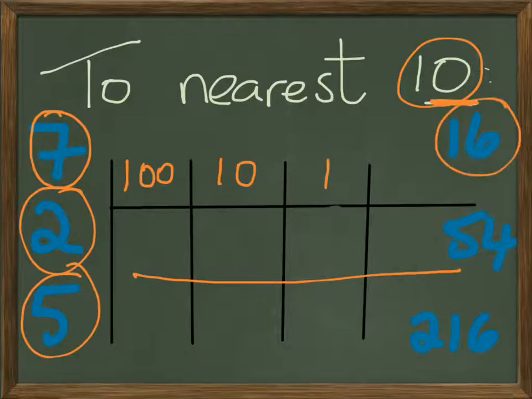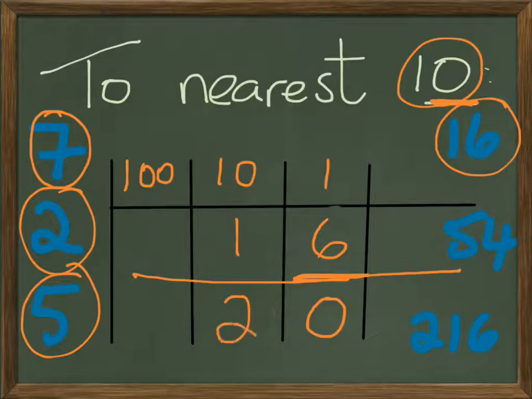Let's have a look at 16. So 16, I'll pop that in there. I've already got a 10 here, but it's the 6 I'm going to look at. Is that going to go up or down? That has to be a 0. So does 16 go up to 20, or does it go down to 10? Well, 16 is closer to 20, so that becomes a 2. As it's going up, my 1 becomes a 2, so there I have 20.